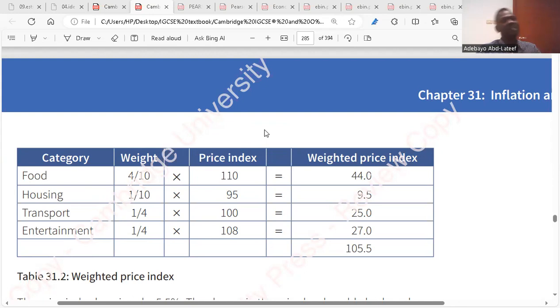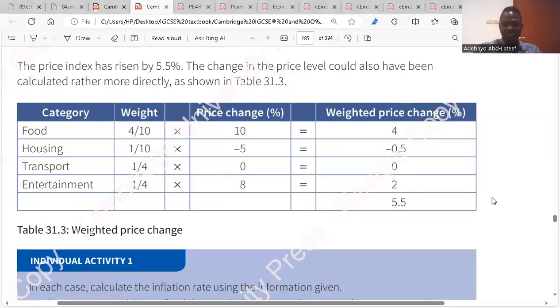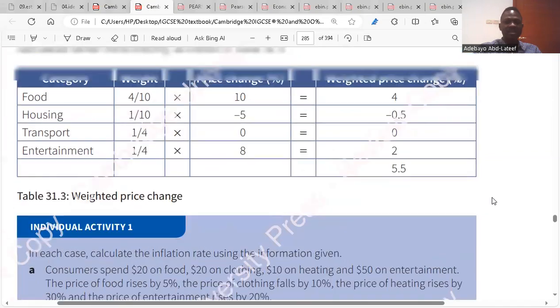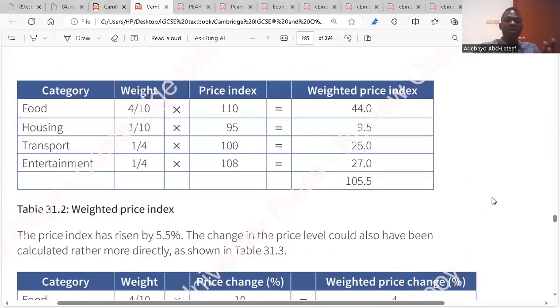So to calculate our weighted price index, it will be weight multiplied by price index. Weight, 40 over 100, multiplied by the price index for each one. So at the end of it all, it will still fall back to 100. Do you get it? Yes, I get it. So your weighted price index, which is from 100%, has increased by 5.5%. So that's the rate of inflation. So do you understand? The price index has increased from 100% to 105.5%, which is our new price index.